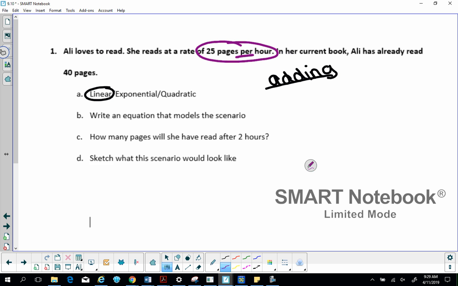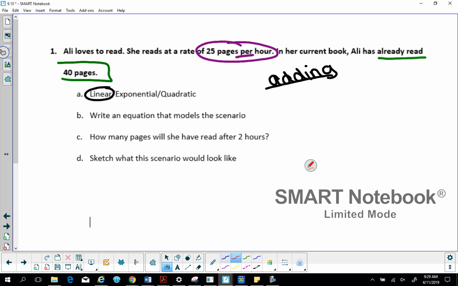Then what would be your y-intercept? There's only one other number there. 40, right? Because remember, y-intercept's like your beginning amount. She already read 40 pages. So I know that that 40 would be my y-intercept.